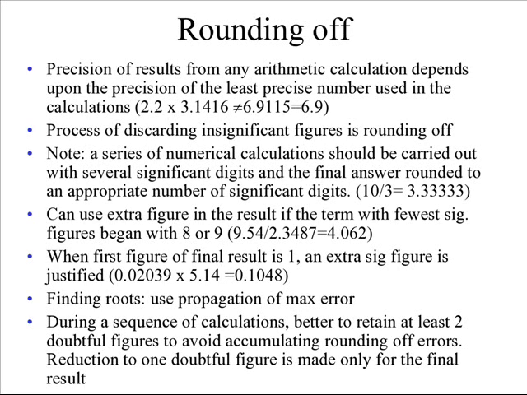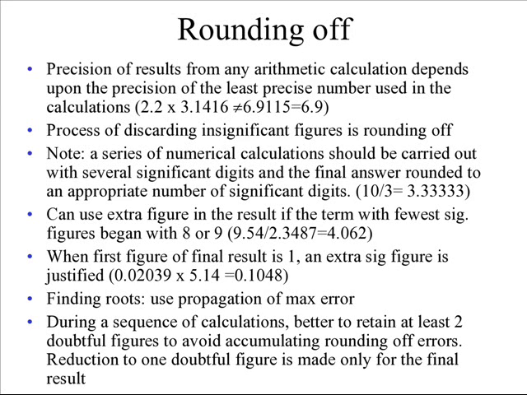In the example that you see, the least precise actually is the first digit after the decimal, regardless of how many different significant figures that you actually have. In this case, the 2.2 really dictates how many significant digits you have, and that's why the answer is actually 6.9 instead of 6.9115. The process of discarding insignificant figures is rounding off.